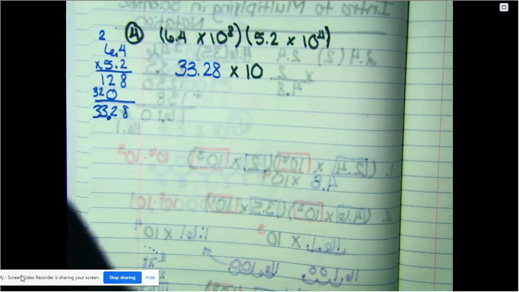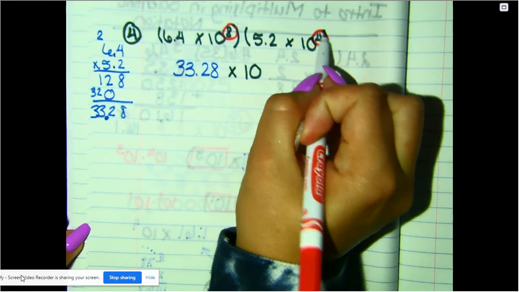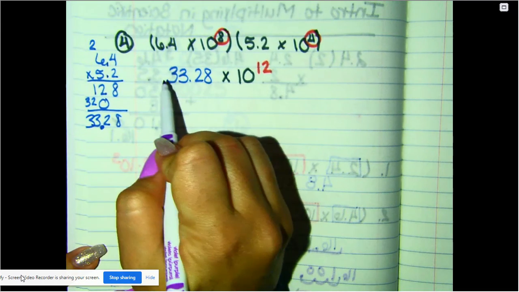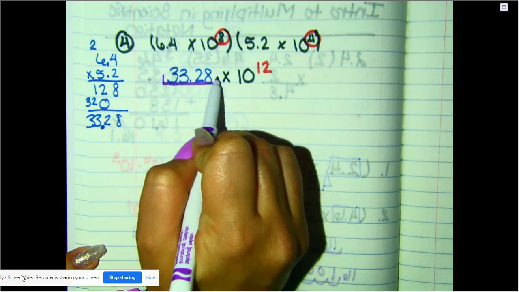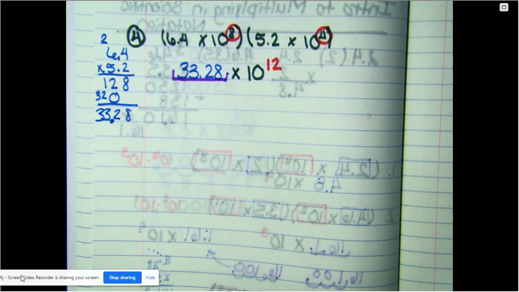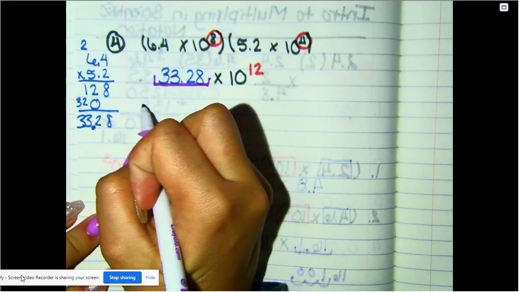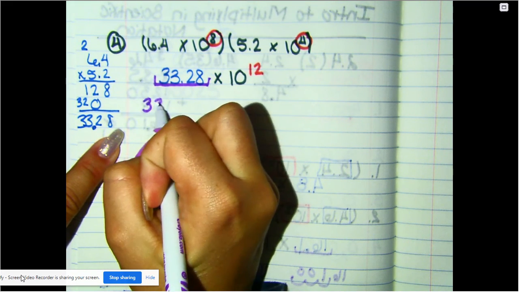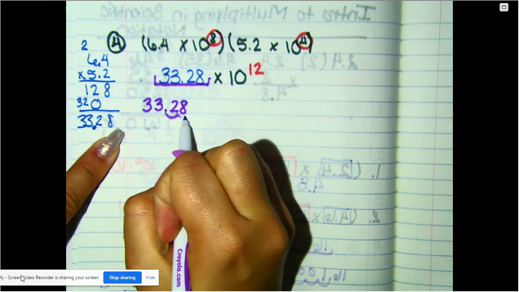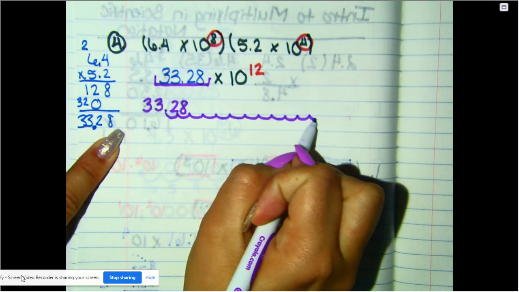And let's figure out our exponent here as we multiply them. 8 plus 4 is 12. And then, oh no, we have another problem. 33 is greater than 10. Remember, to be correctly written in scientific notation, we need to have the number greater than 1, but also less than 10. 33.28 is greater than 10, so let's go ahead and fix this. So we have 33.28, and it says times 10 to the 12th power. So 1, 2, 3, 4, 5, 6, 7, 8, 9, 10, 11, 12.